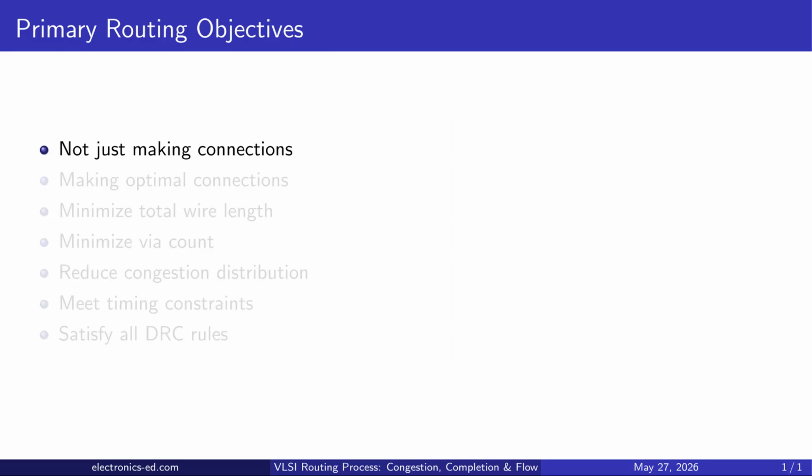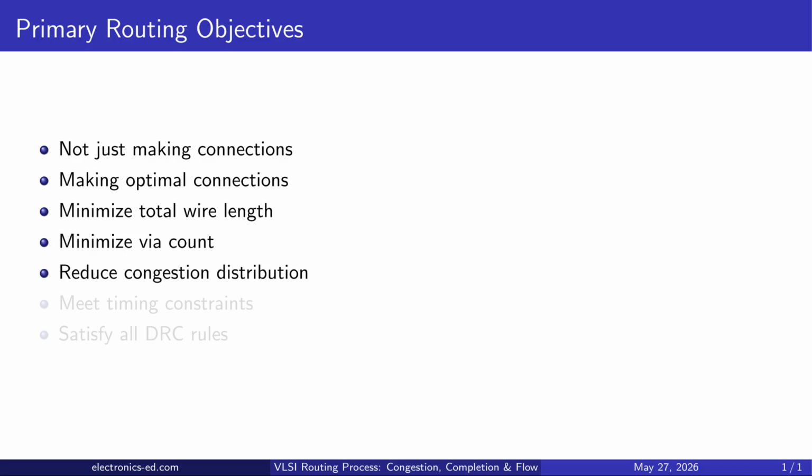Routing is not just about making connections. It's about making optimal connections. You want to minimize total wire length. You also want to minimize the number of vias. Reducing congestion distribution is another key goal. All of this must be done while meeting timing constraints. And you must satisfy every single design rule.